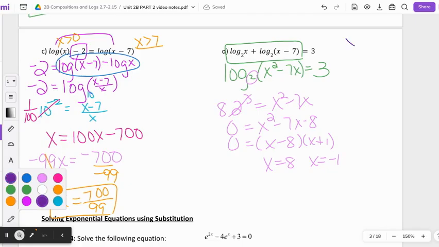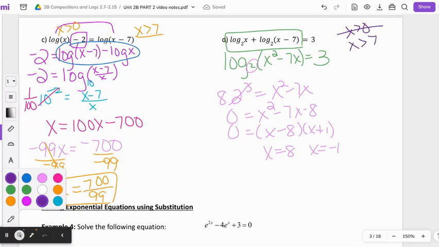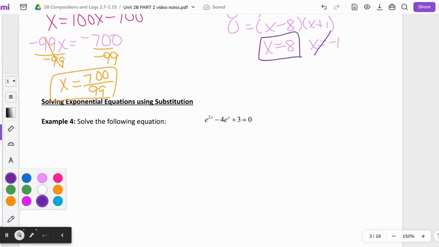Let's go back up here. First log, domain is x is greater than 0. Second log, x is greater than 7. So x is greater than 7 means -1 is out, but 8 is our solution.